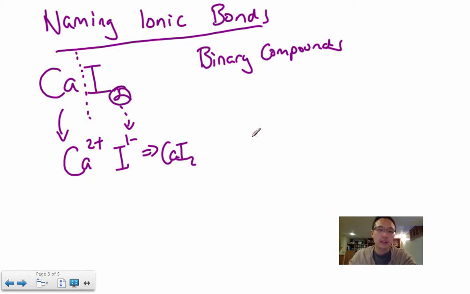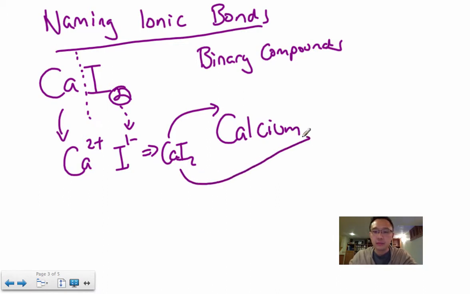How do we name this? It's easy. For naming ionic bonds, you name the first positive one first, calcium. Do you need to change the word calcium to anything? No. Second one, your negative one, which is your iodine, but we just need to change the last three letters to get iodide. That's it. Do you need prefixes? No. Simple as that. That's your naming ionic bonds.